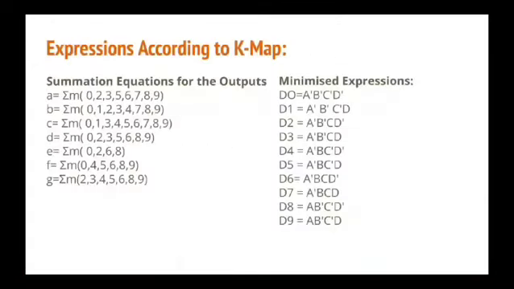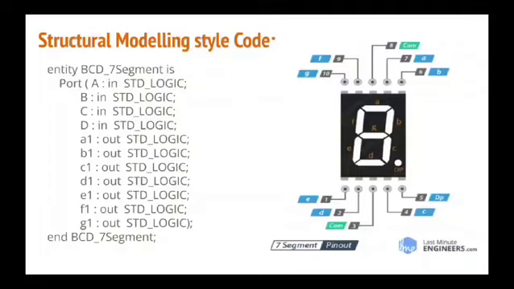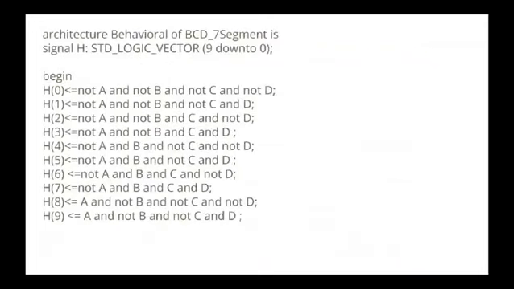Further, this is the structural modeling code in which we have taken 4 inputs and 7 outputs. We have assigned 4 inputs and 7 outputs, and this is the rough diagram of 7 segment display, in which we can see the 7 segments A, B, C, D, E, F and G. This is the architecture, and we have assigned H signal.